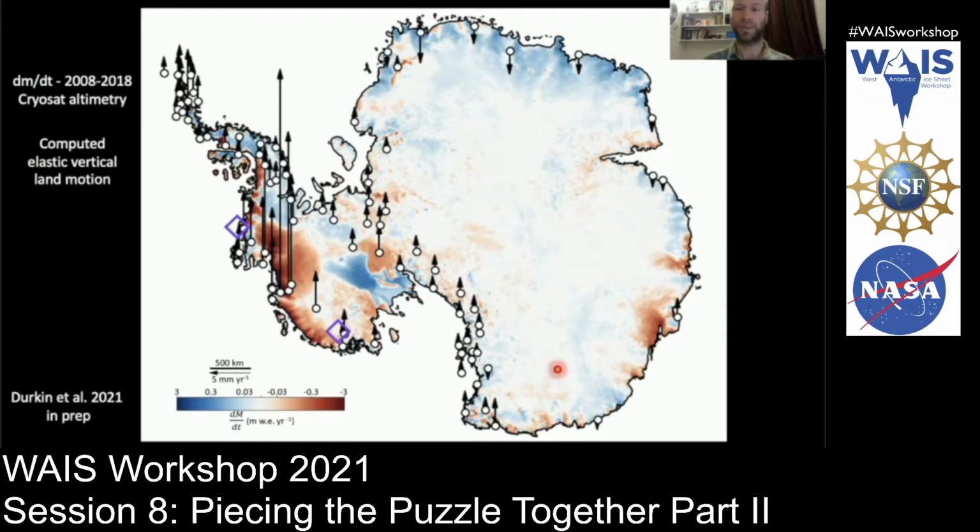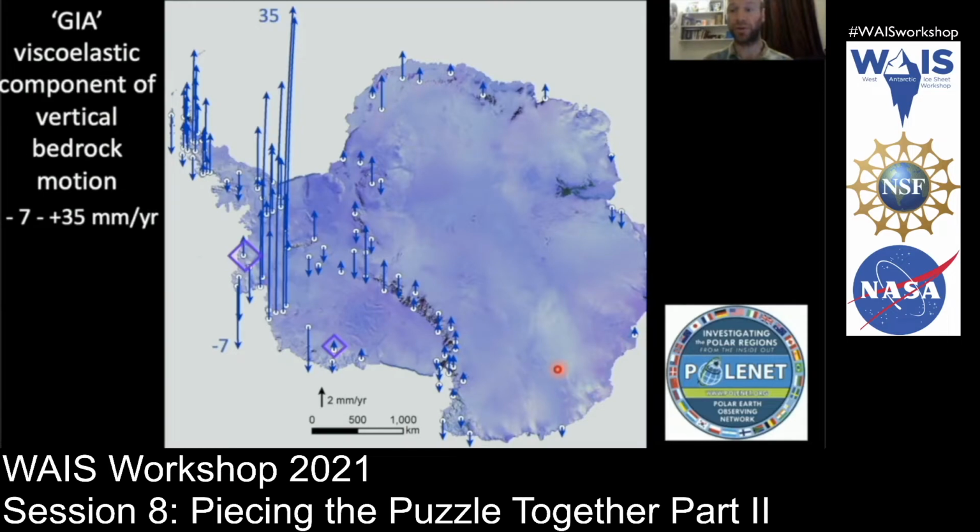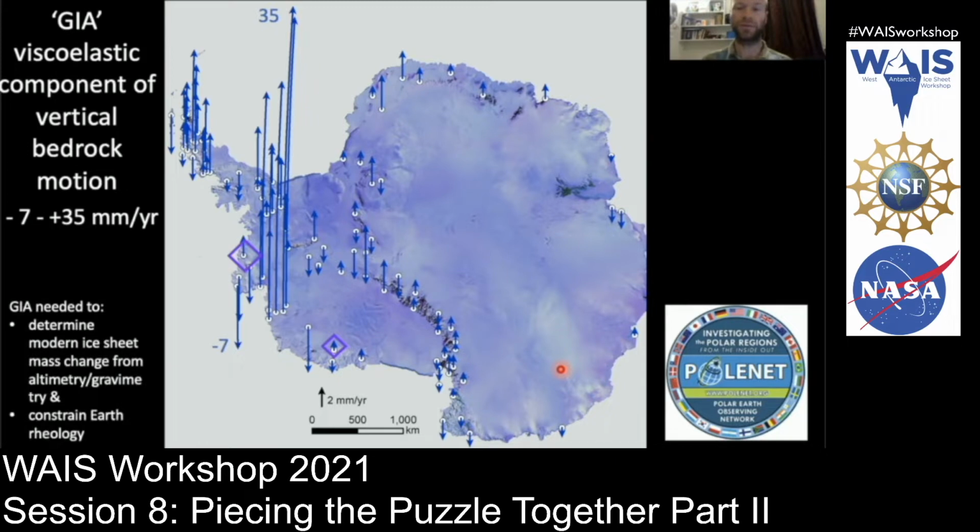So removing this elastic component, the residual component of deformation is the viscoelastic response due to longer-term ice mass change on the order of centennial to millennial timescales. Ultimately, this is what's used for GIA modeling constraints. So it's worth highlighting here that GIA modeling is really important to determine modern ice sheet mass changes and to constrain Earth properties, primarily mantle viscosity, which is the major control on rate and deformation response.